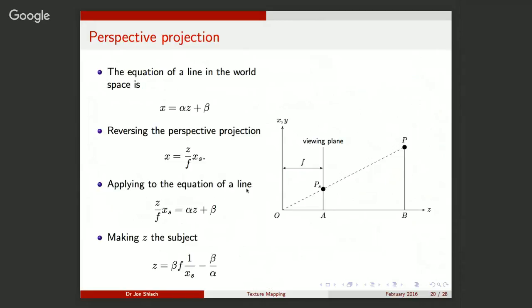So if you look at an equation of a line in the world space, let's say X equals alpha Z plus beta.